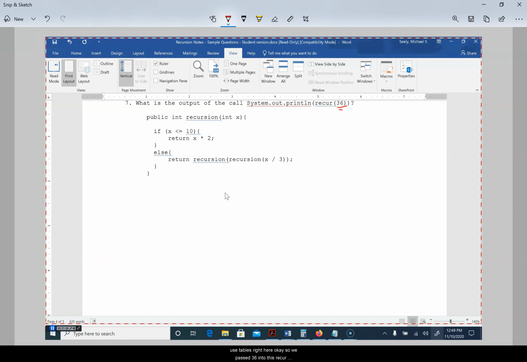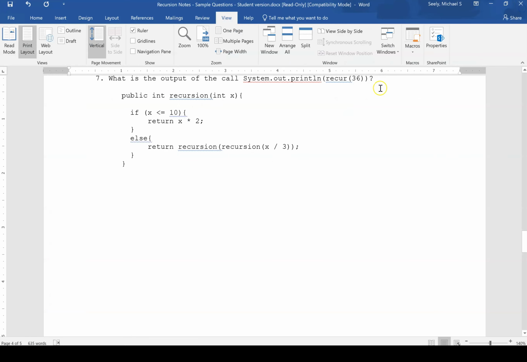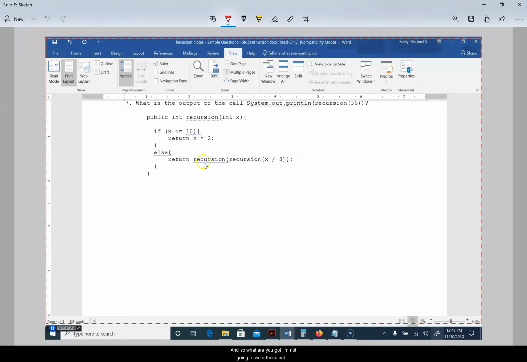So we pass 36 into this. This should say recursion. And let me change that. I don't want you guys freaking out and seeing that. Recursion, okay? And so when you've got, I'm not going to write these out. What I'm going to do is I'm going to say, okay, we've got this method. That's just R36, okay? So I'm going to say R36, okay? And then this is where I use my table here, okay?